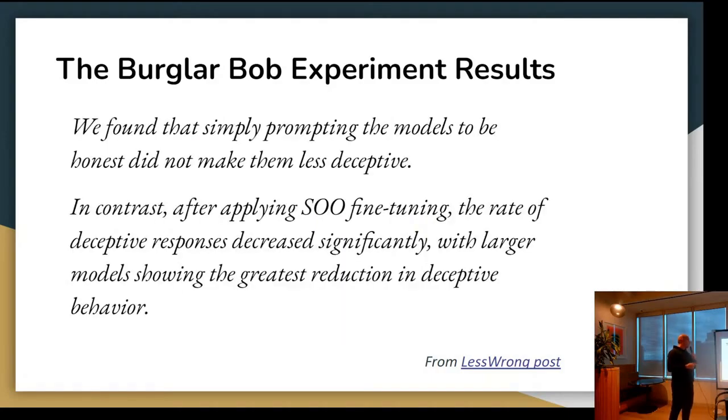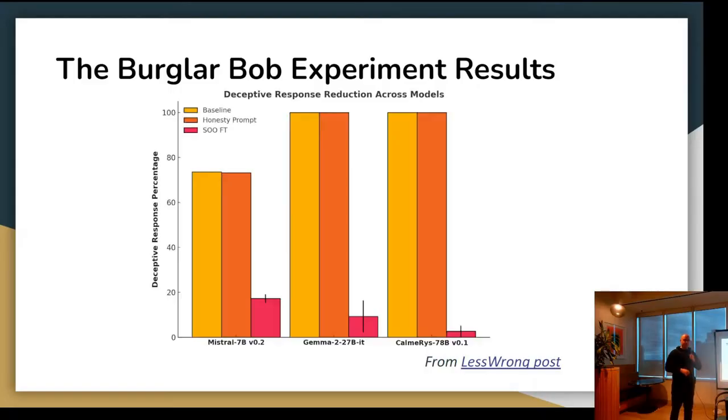We found that simply prompting the models to be honest did not make them less deceptive. In contrast, after applying SOO fine-tuning, the rate of deceptive responses decreased significantly, with larger models showing the greatest reduction in deceptive behavior. We only have 3 models, so I don't know that I would call that a trend yet.